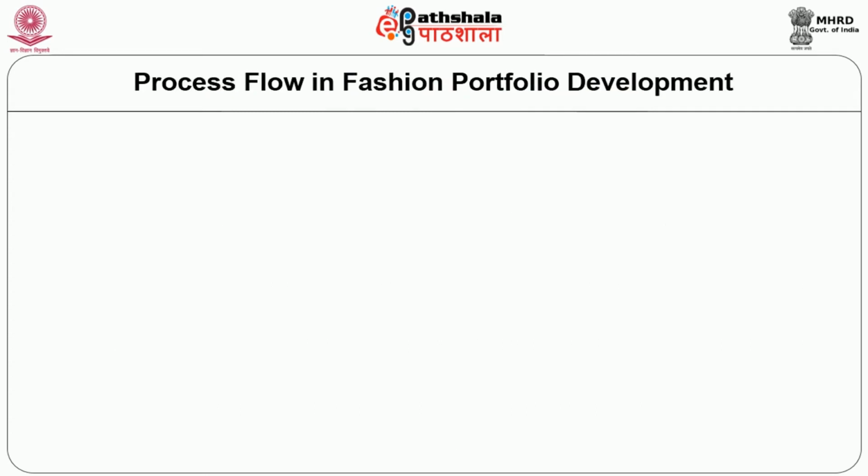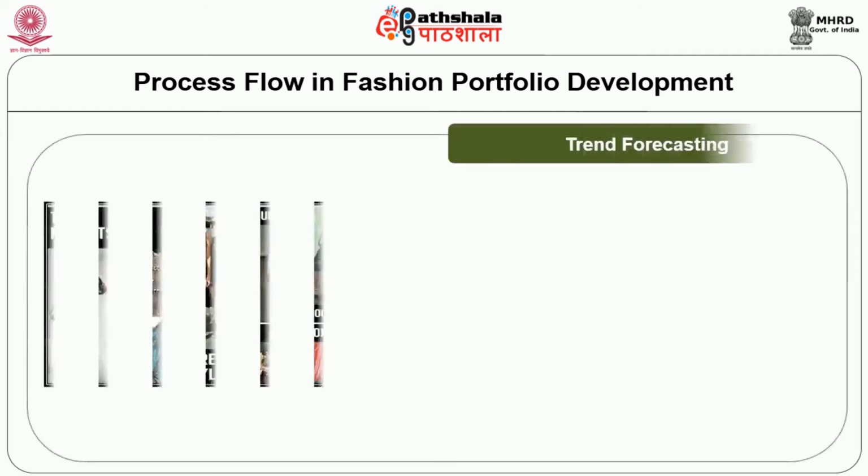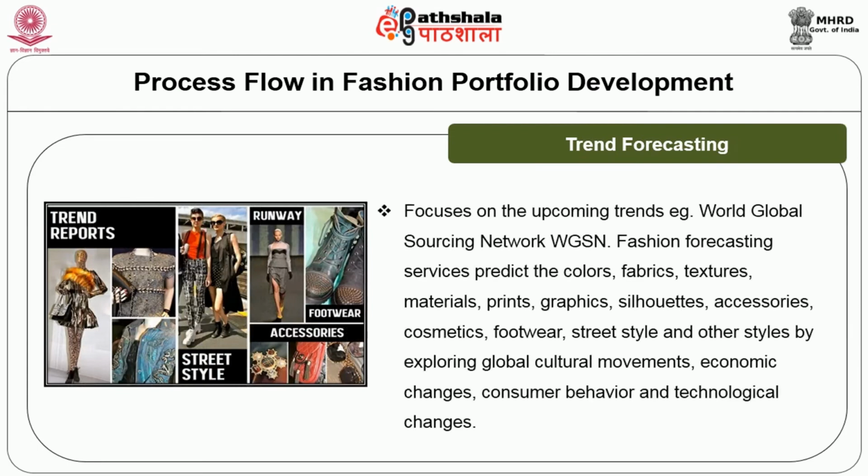Let's take a look at the process flow in fashion portfolio development. The first process is referred to as trend forecasting, which focuses on the upcoming trends. For example, we have the World Global Sourcing Network, defined as WGSN, and fashion forecasting services predict the colors, fabrics, textures, materials, prints, graphics, silhouettes, accessories, cosmetics, footwear, street style, and other styles by exploring global cultural movements, economic changes, consumer behavior, and technological changes.